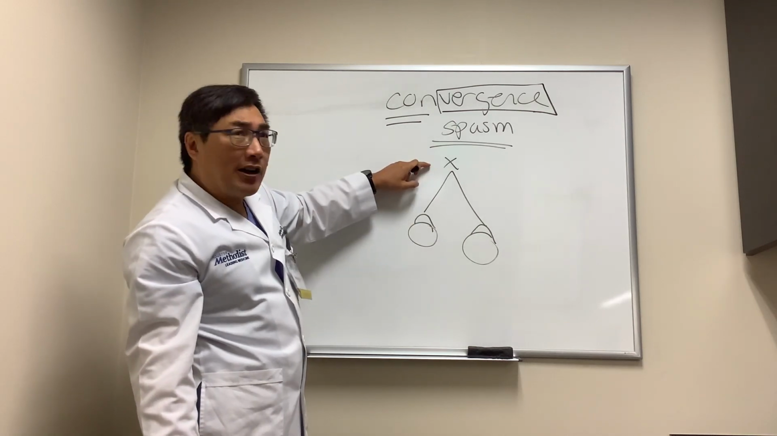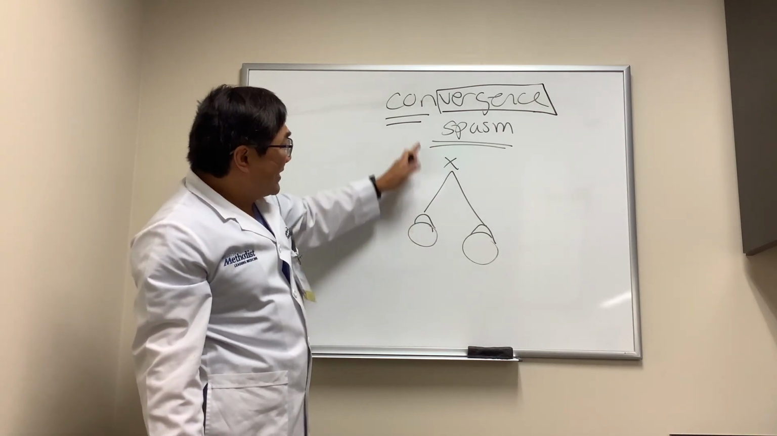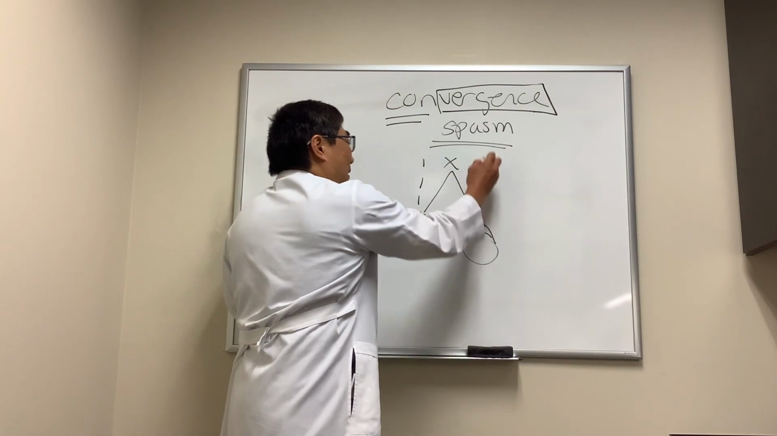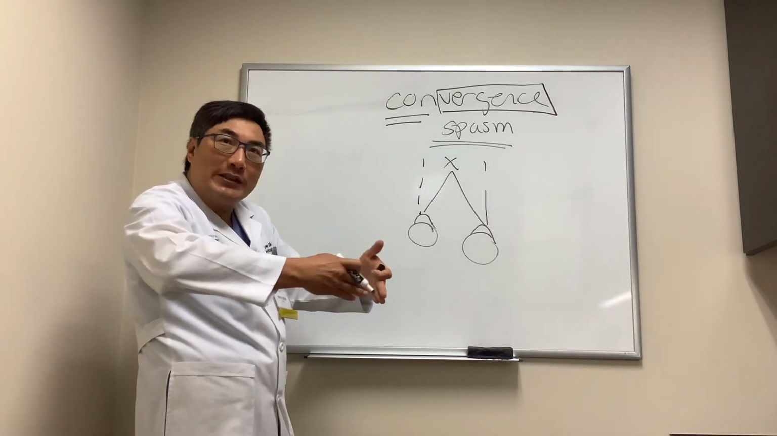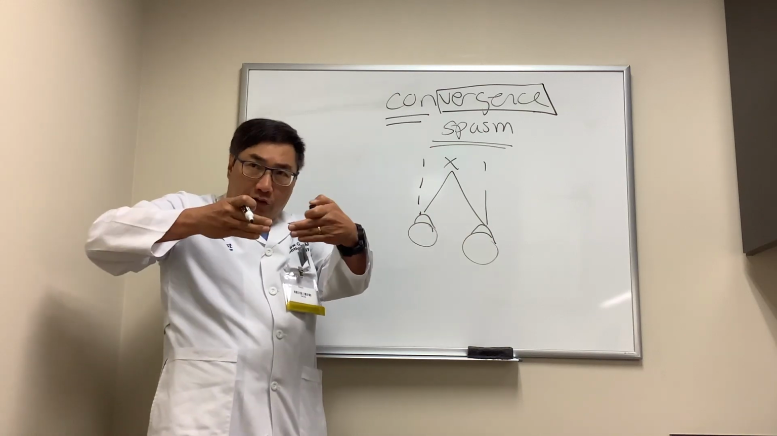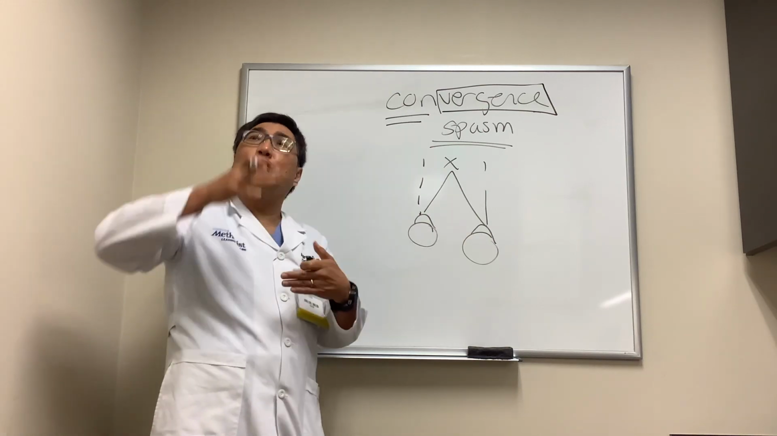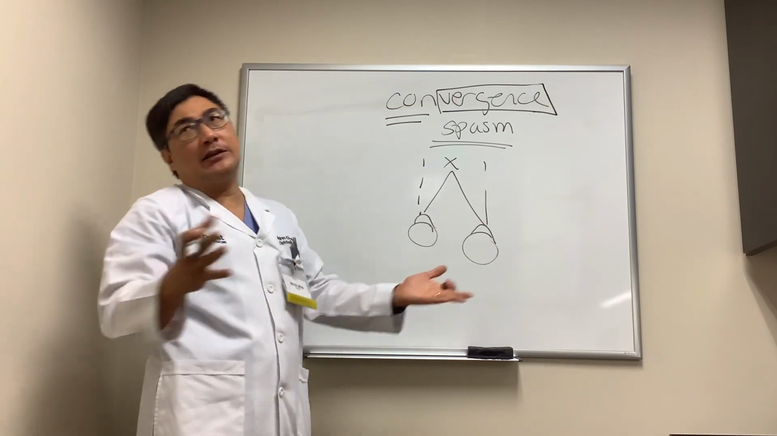And the reason it's going to cause diplopia is at distance, you can't have convergence. So if you converge, you're only supposed to be doing that at near. And so if you converge because of convergent spasm, but you're looking at a distant target, you'll get diplopia.